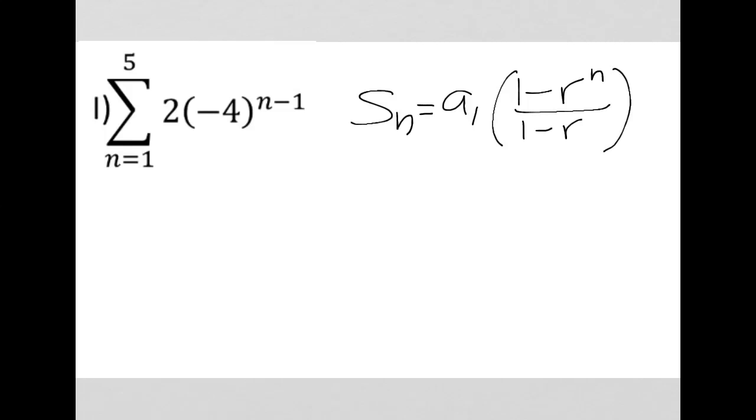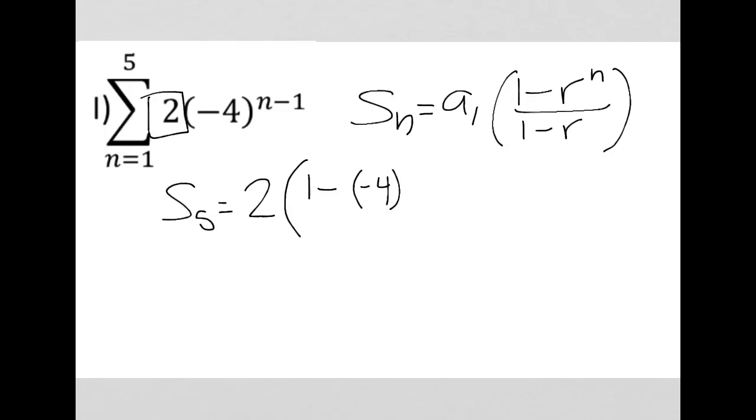So, what do we know? Well, we're finding the fifth sum. We know that our first term is 2, and so we have a 2 right there. We know we have 1 minus our ratio, which is negative 4, raised to the power of n, which is 5, divided by 1 minus our ratio, negative 4, right there.